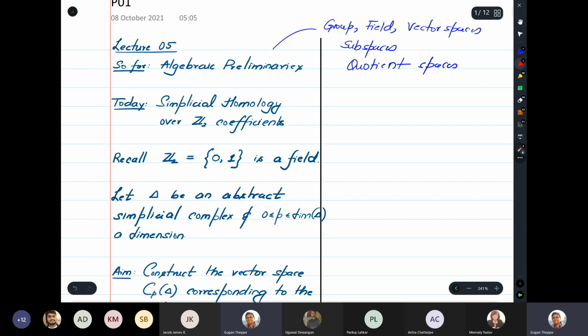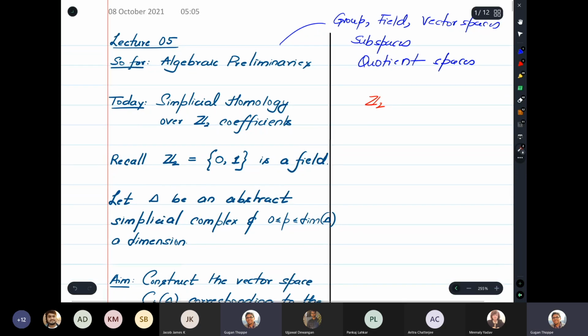By that I mean we'll be working with some vector spaces, and if you recall, a vector space has an underlying field. That underlying field for us throughout this course will be these Z2 coefficients. That's what I wanted to stress when I say that we'll be studying simplicial homology over Z2 coefficients. All right, so what is Z2? Recall Z2 is a field made up of exactly two elements, and we represent these elements by 0 and 1.